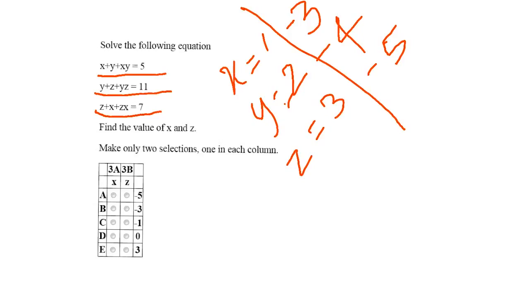But they want x and z. That is -3 and -5. Yes, -3 and -5 are there in the choice table. X equals -3 is the answer for 3A. Z equals -5 is the answer for 3B. Thank you.